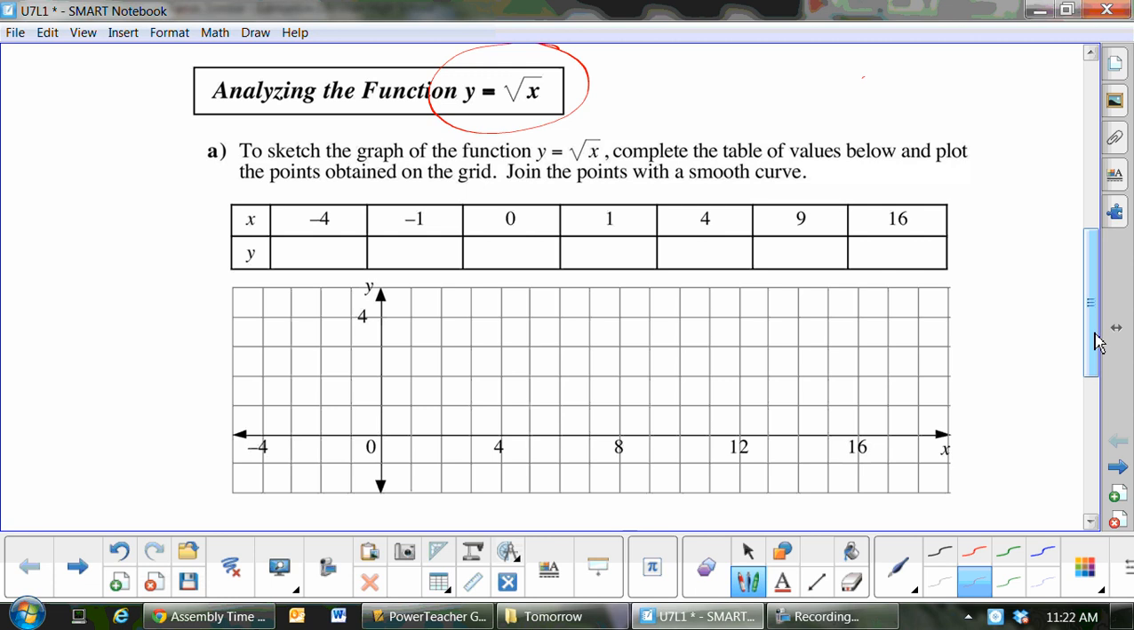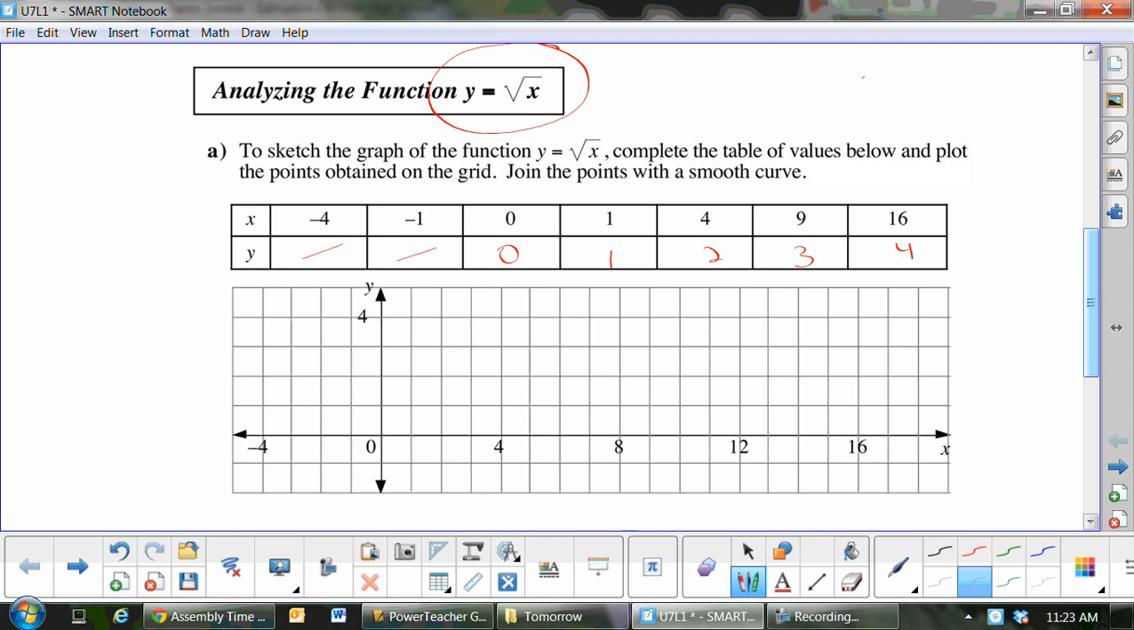What do you do if you square root -4? It's not defined, right? -1, not defined. Square root 0 is 0, okay? Some people still think, no, you can't do that. Yes, you can. Try any calculator. It'll tell you. Square root 1 is 1. Square root 4 is 2. Square root 9 is 3. Square root 16 is 4, okay?